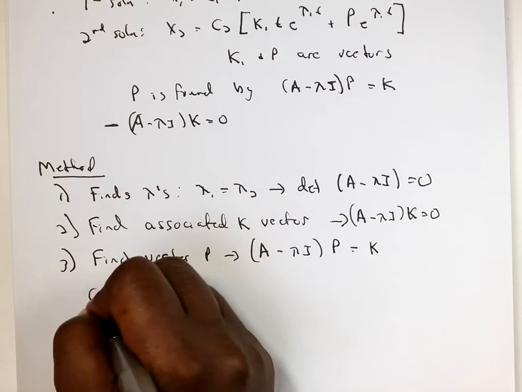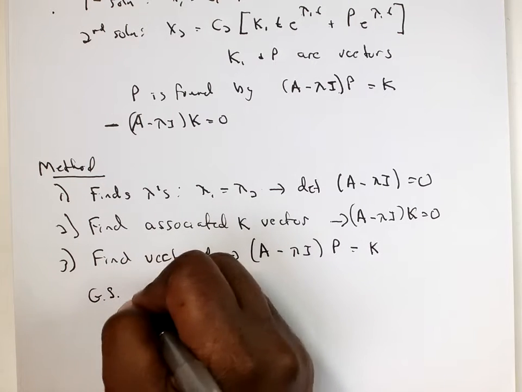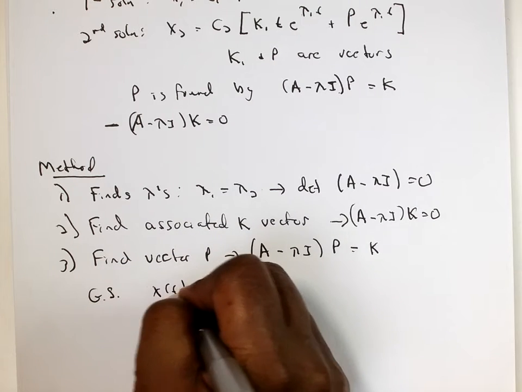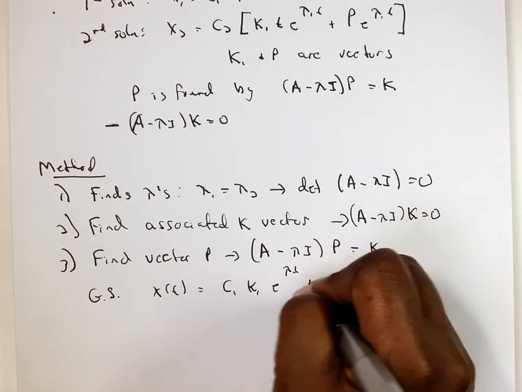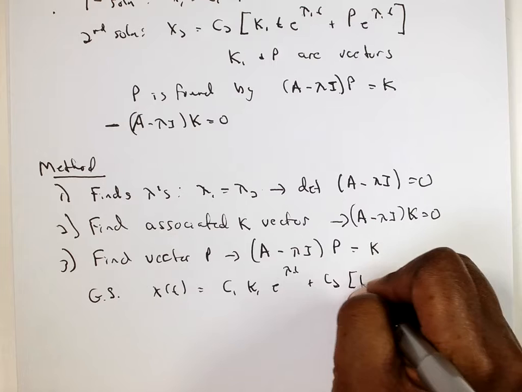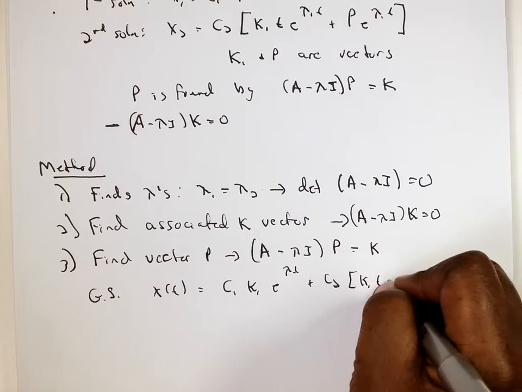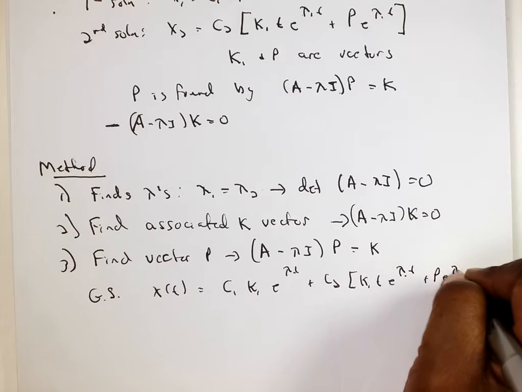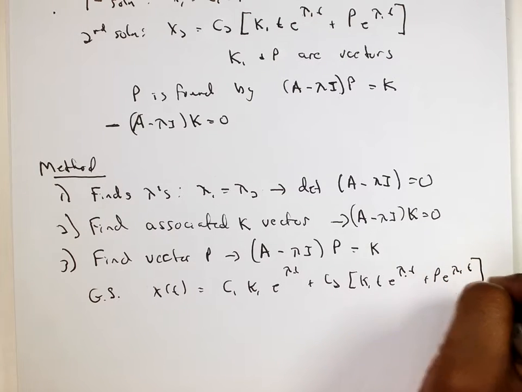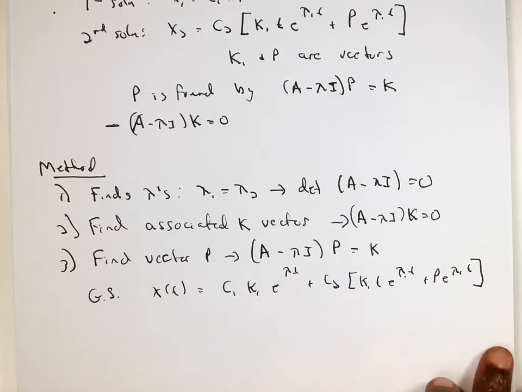So our general solution is C1 K1 e to the lambda 1 t plus C2 times K1 t e to the lambda 1 t plus p e to the lambda 1 t. And that C2 is distributed over all of that.